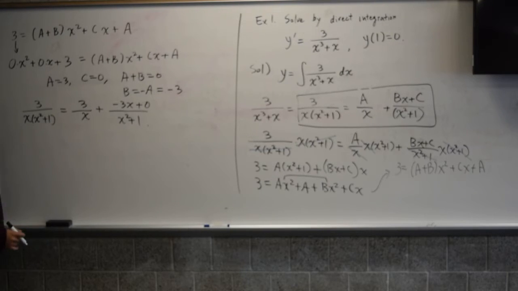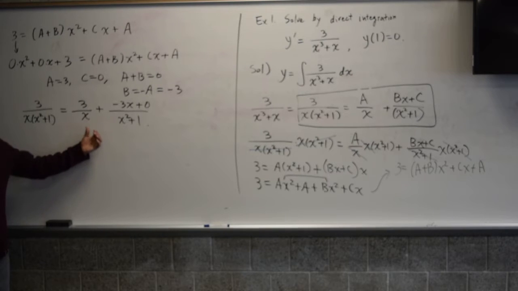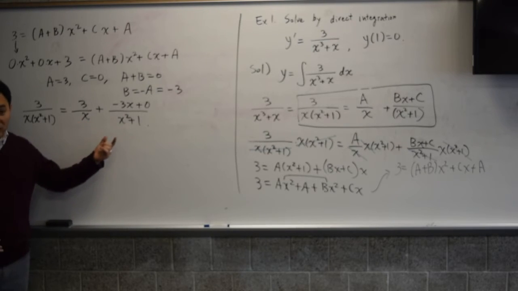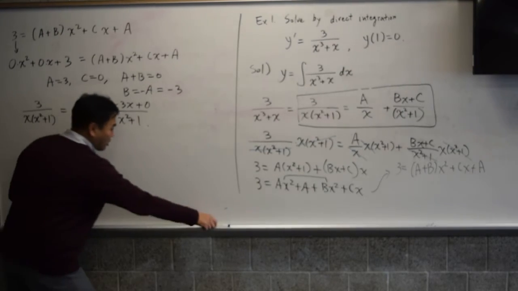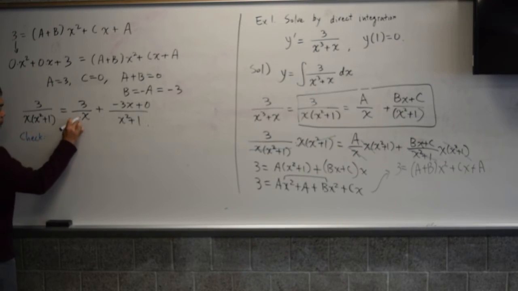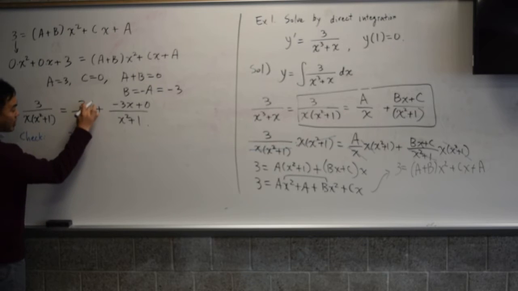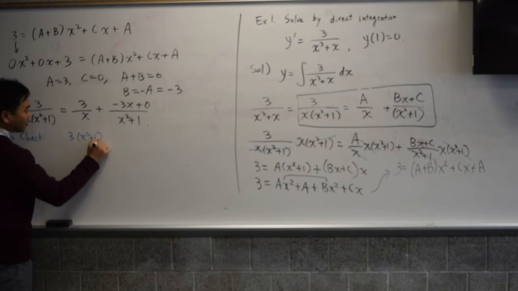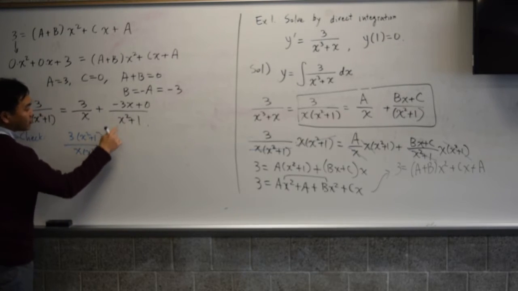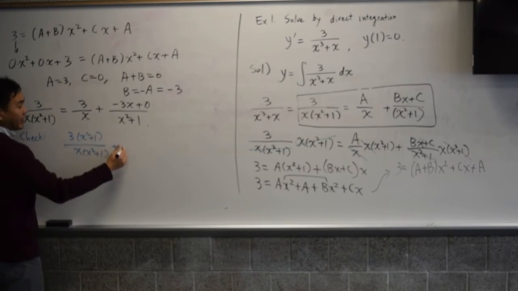Now, if you're curious to know if this is really true, you can check by actually combining these two fractions into one. How do you combine two fractions into one? You make common denominators, right? So let's just do a check. Multiply, for the first one, I'll multiply x squared plus 1. And for the second one, I will multiply x top and bottom.